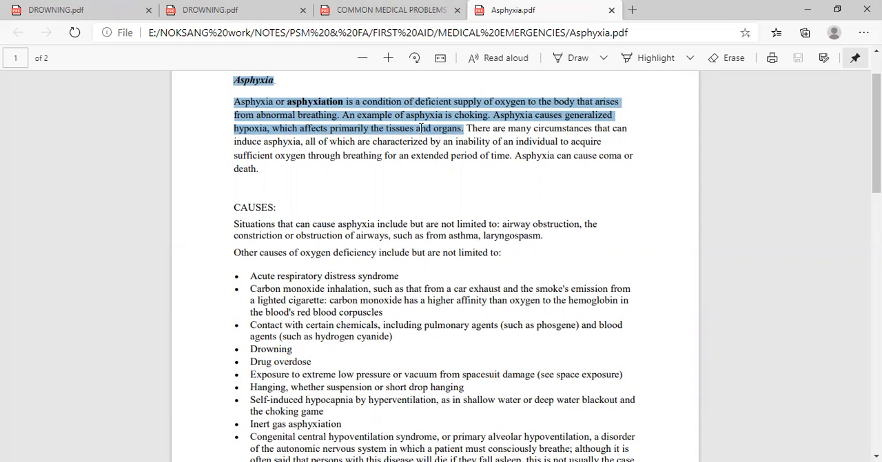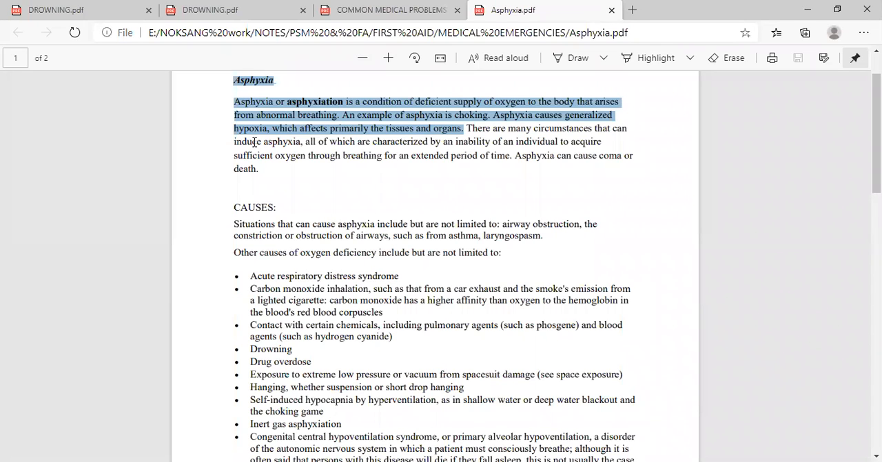So an example of asphyxia is choking. Choking means whenever a person is not able to breathe properly. Breathing difficulty is also known as choking. Like as if somebody wrings your neck, or if a murderer tries to murder a person using a pillow, the person is not able to breathe. So that is known as choking. Difficulty in breathing. Asphyxia causes generalized hypoxia, which affects primarily the tissues and the organs.